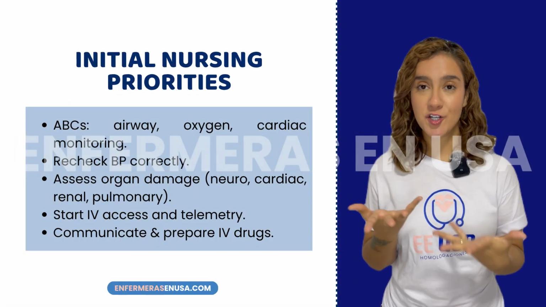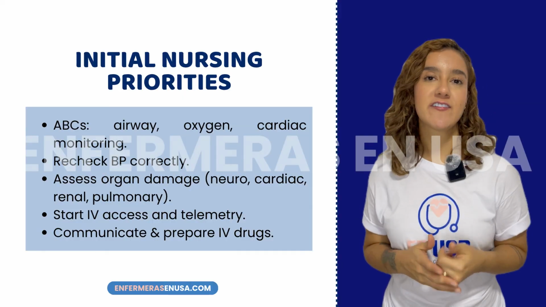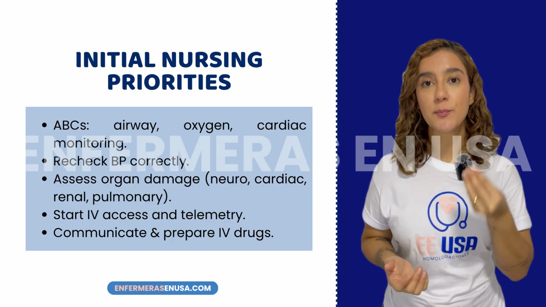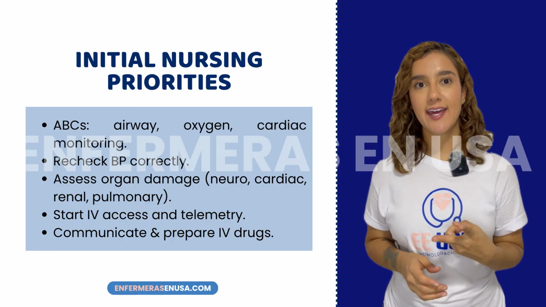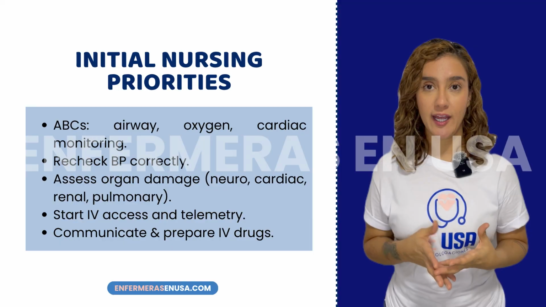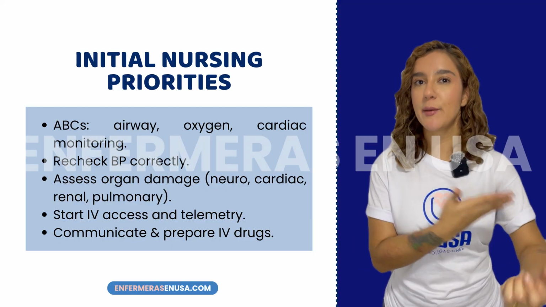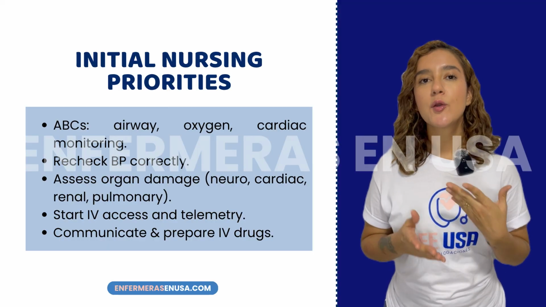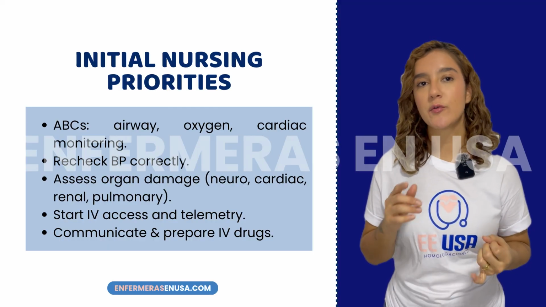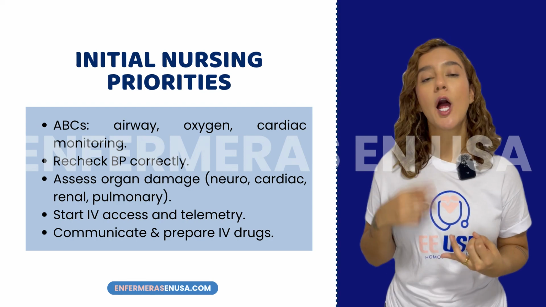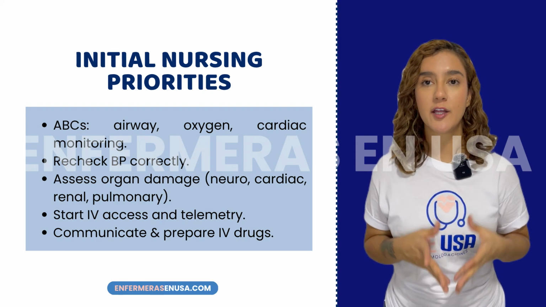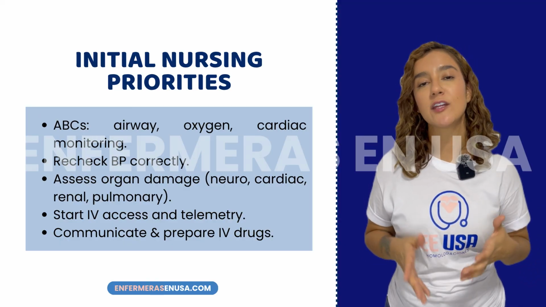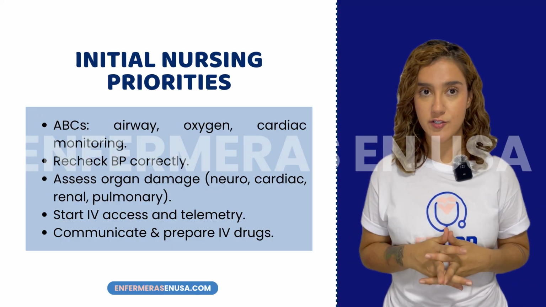What are the initial nursing priorities? First, safety and ABCs. Secure the airway, ensure oxygenation, and place the patient on cardiac monitoring. Second, measure blood pressure accurately. Use the correct cuff size, keep the arm at heart level, and confirm with a second reading. Third, rapid target organ assessment. Neurological status like Glasgow scale, pupils, strength. Cardiac: check the EKG and pain. Renal: urine output and creatinine. Pulmonary: check for crackles.